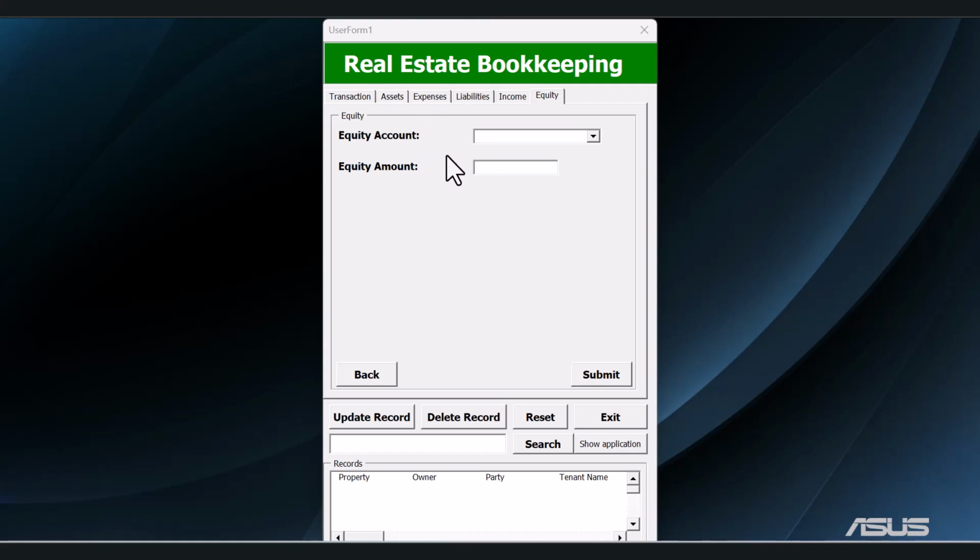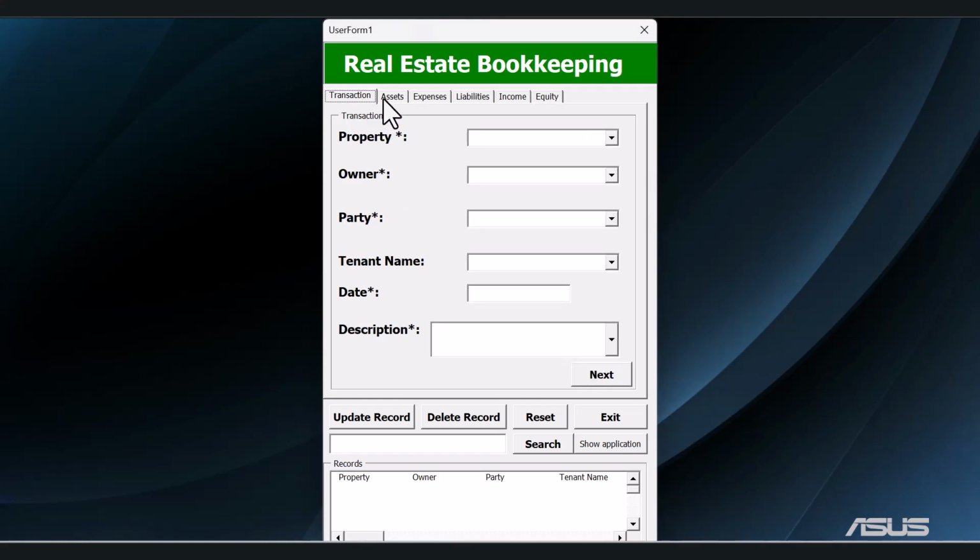What you're seeing here on the screen is a very simple implementation of this bookkeeping system, which I just call a real estate bookkeeping, and it captures all the concepts that we have talked about in previous videos. Now we're going to start off with these tabs you see over here, and I will describe them as we go along. The first one that you see here is the transaction tab.